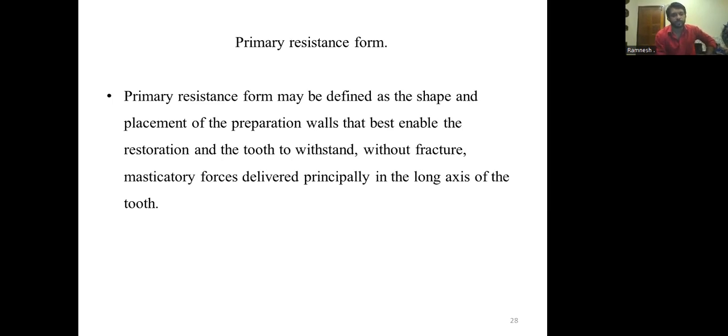Primary resistance form may be defined as the shape and placement of the preparation walls which enable the restoration and the tooth to withstand without fracture masticatory forces delivered principally along the long axis of the teeth.